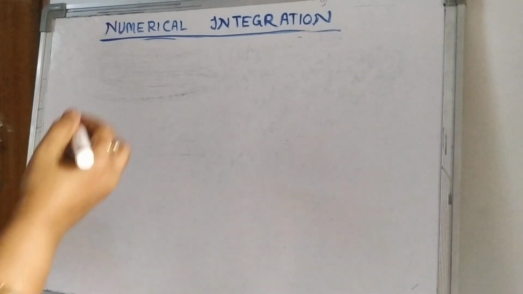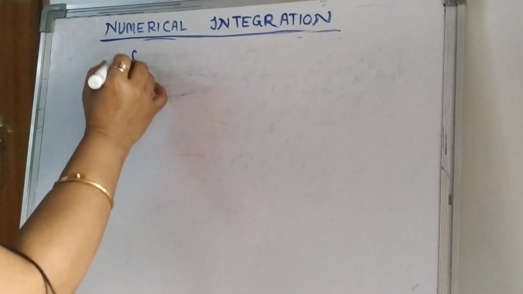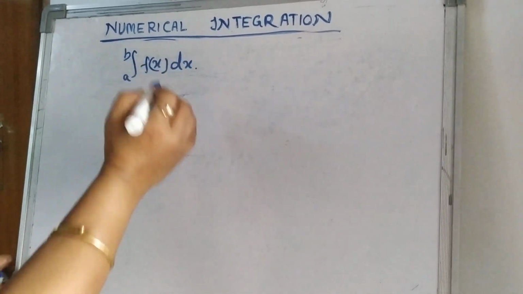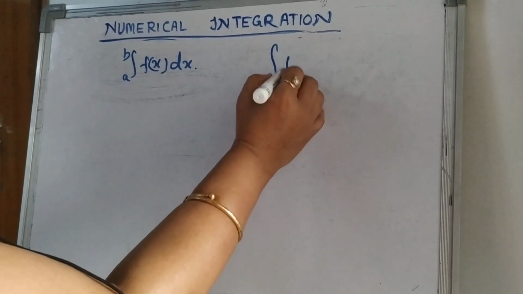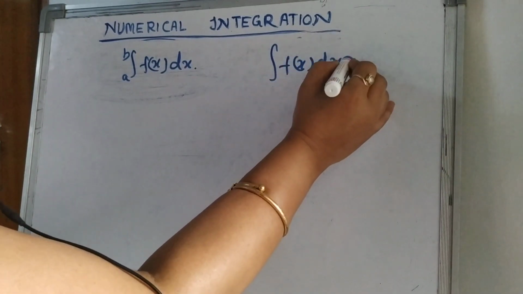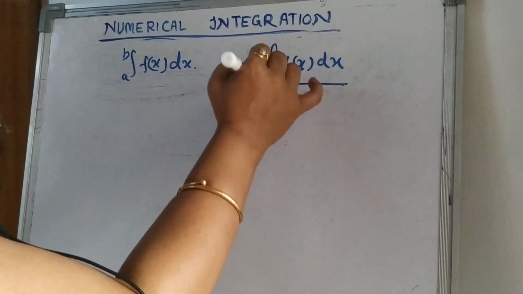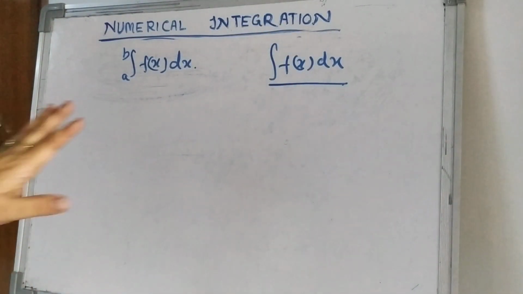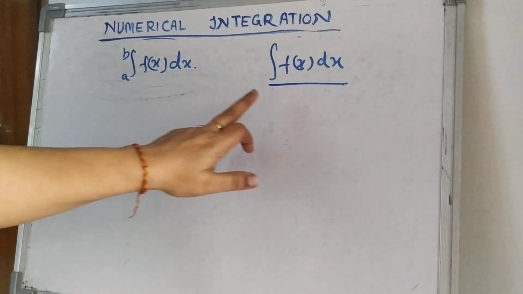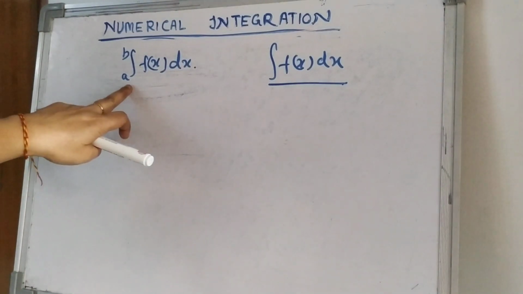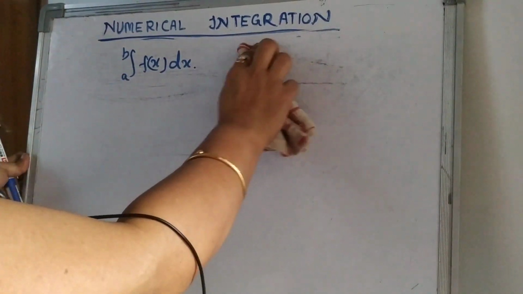Definite integrals means integral from a to b of f(x) dx. This is your definite integration. And if you are asked to find the integral of f(x) dx, any function f(x), where the limit is not there, it is called indefinite integration. So integration is of two types: definite and indefinite integration. In this chapter we will deal with only definite integration.